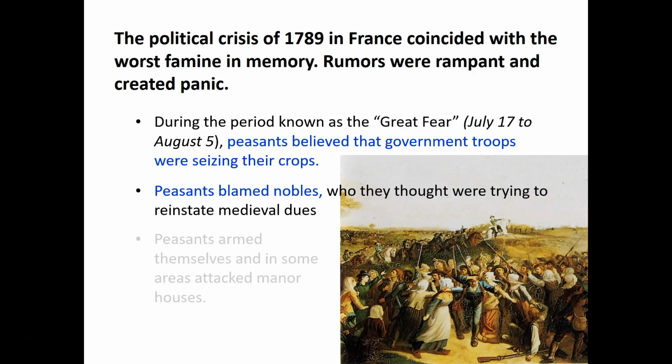So the peasants took matters into their own hands, picked up any kind of weapons they could find, even if it was farm tools, certainly guns. They attacked manor houses, stole grain, and generally demonstrated the anger that the third estate, the majority of the third estate, the peasants, were feeling about this unjust system.